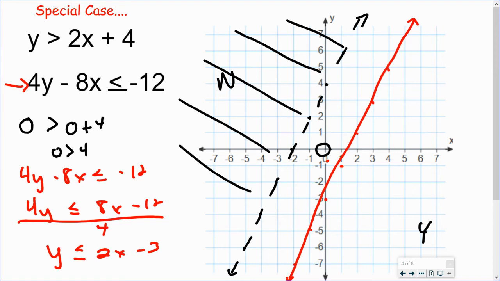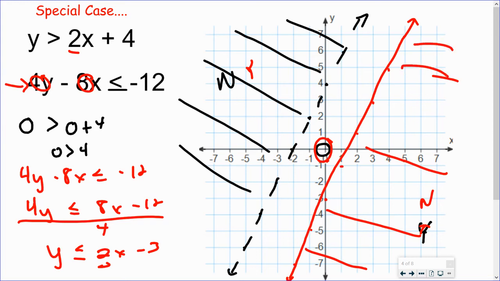Now, my graphs don't look like it, but my equations sure like they have the same slope. Let's try the 0, 0. So now this side is my yes side, and this side is my no side. So 0 minus 0 less than negative 12. That's a big no, so we shade this way.